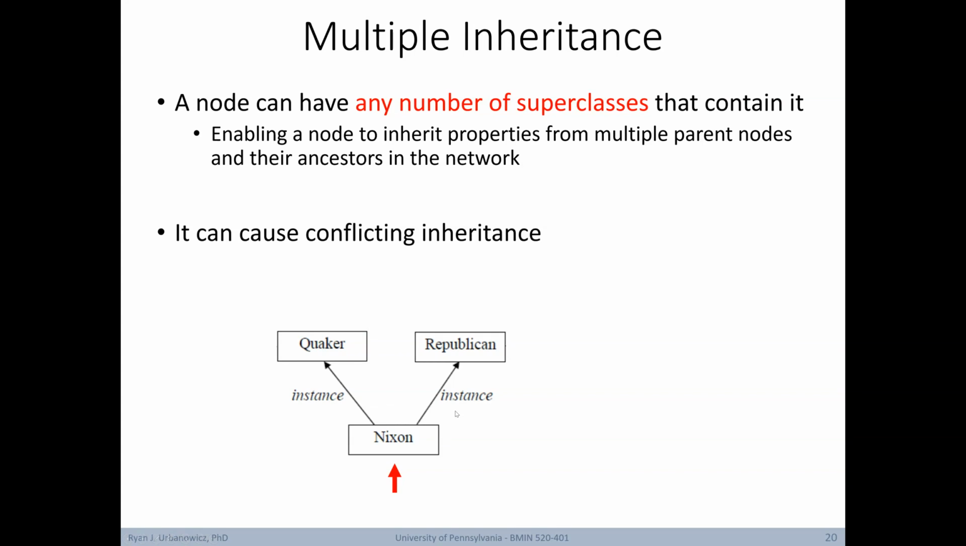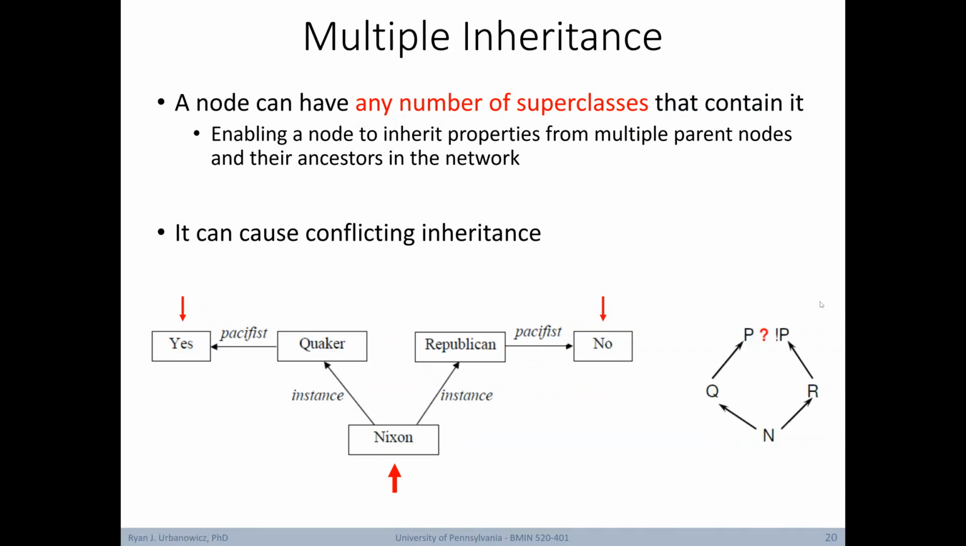However, when we define a semantic network that can inherit objects from any of its parent nodes or superclasses, situations can come up where we have conflicting inheritance. For example, imagine we have the category Republican with the characteristic pacifist being generally no. But on the left, we have the category Quaker, which generally has the value of pacifist yes. Knowing only the information in this semantic network, how would we determine whether Nixon was a pacifist or not? Here's a more compact way of illustrating this situation.